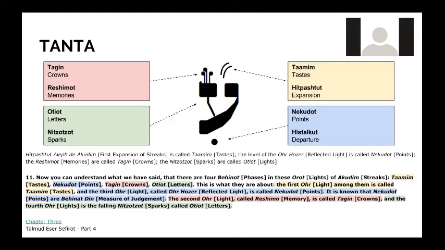But that active participation is fueled by that memory of Tagin. That's why it's on top of the letter. It's like a goal. It's called a ketel, a crown. The goal. So what brings you there is the deficiency.